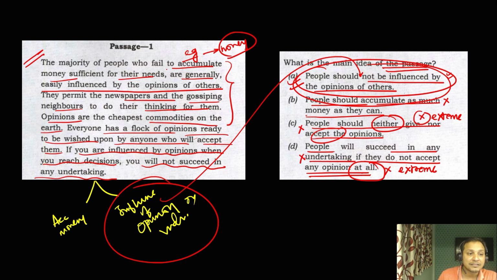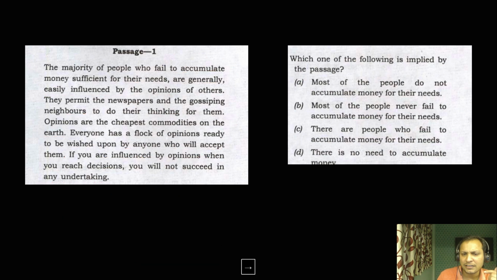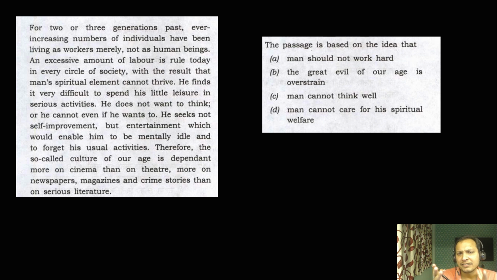Okay, so you can see, as I told you, the passage is about influence of opinion of others. It is not about accumulating money. It was just given as an example that people who listen to others' opinion, they fail to accumulate sufficient money for their needs. Okay, guys, so this is very, very important. Okay, let us see another question to illustrate this point.